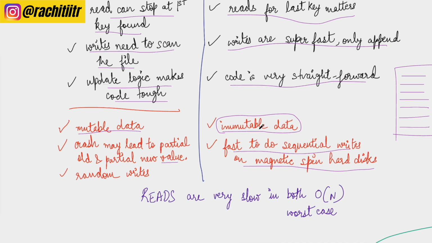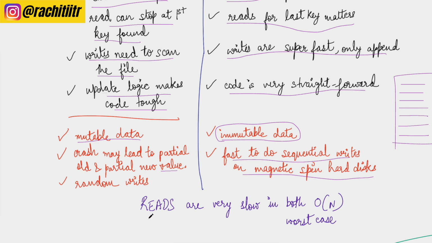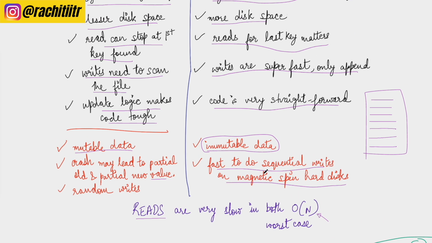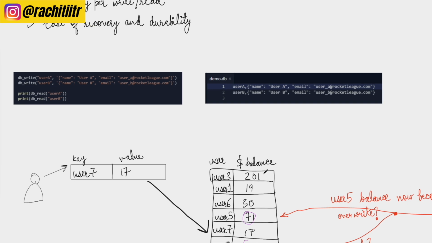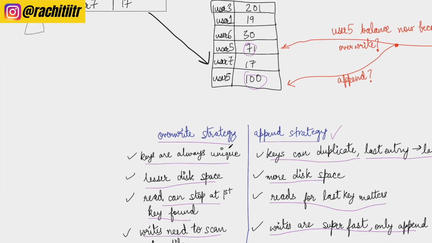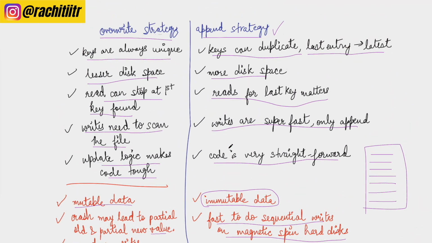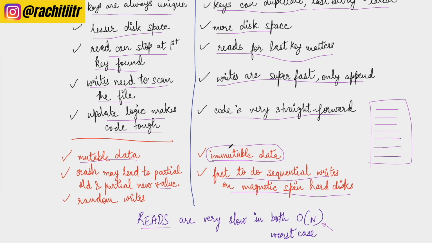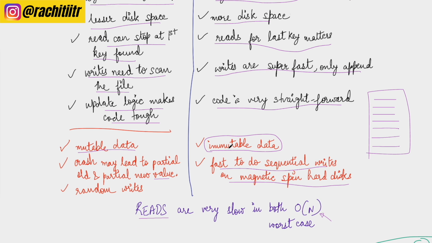However, we have seen that the reads are slow in both cases, right? For reads, you still have to scan the whole file, which is order n in the worst case, and this is something that we need to solve because it is one of the requirements. We want really fast writes and really fast reads. So how can we take the current approach of the append only strategy and also ensure that the reads are super fast?